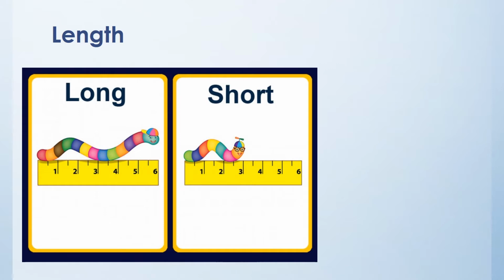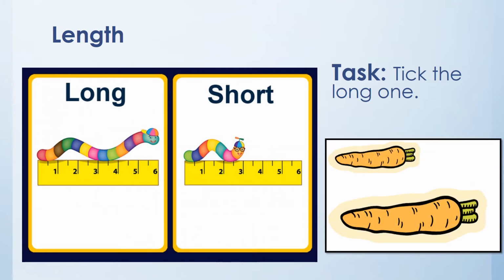If we look at first worm, it is approximately 6 inches, whereas worm at the second side is 3 inches. 3 is less than 6, so we can say that worm 1 is long, whereas worm 2 is short. Now, to understand the concept more clearly, let's do a task together. In task, we have to take the long one.